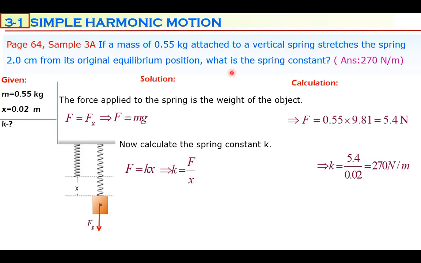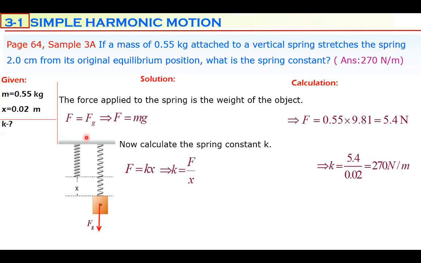What is the spring constant? To calculate the spring constant, we need force divided by x. We know what x is, which is 0.02, but what force causes this spring to be stretched? Of course, it is the gravitational force acting on the spring. We calculate the gravitational force by mass times free fall acceleration. The mass is equal to 0.55 kilogram, and g is 9.81. If we multiply these two, we get 5.4 Newton, which is the force stretching the spring. And after that, right here, 5.4 Newton, the stretching is 0.02. So when we divide them, we get the spring constant of this spring.